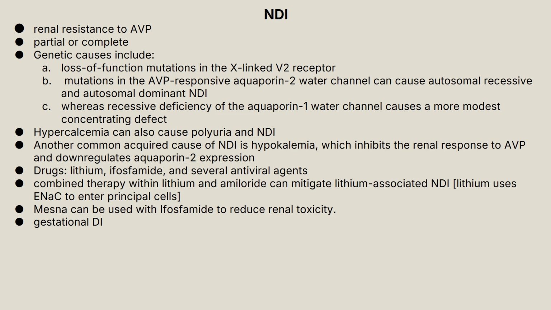Hypercalcemia can also cause polyuria and nephrogenic diabetes insipidus. Another common acquired cause of nephrogenic diabetes insipidus is hypokalemia, which inhibits the renal response to AVP and downregulates aquaporin 2 expression. Drugs like lithium, ifosfamide, and several antiviral agents also cause this blunting of effect. Combined therapy with lithium and amiloride can mitigate lithium-associated NDI. Lithium uses ENaC to enter the principal cells, so giving amiloride with lithium will decrease the incidence of the associated diabetes insipidus.